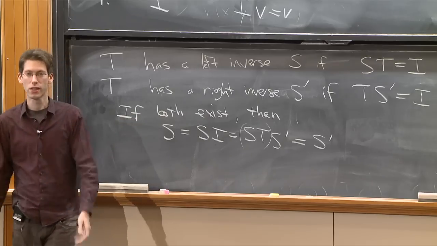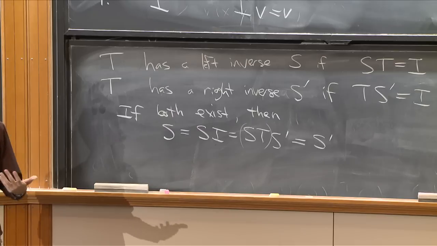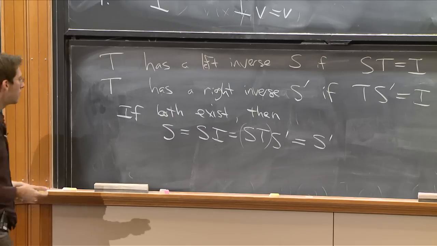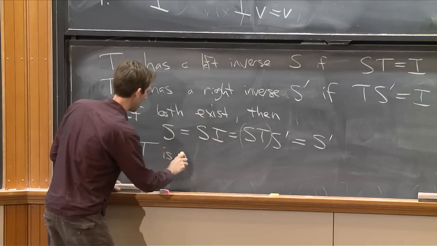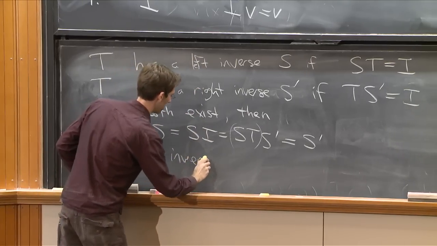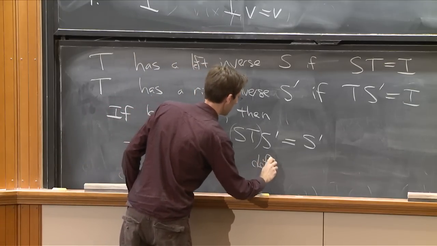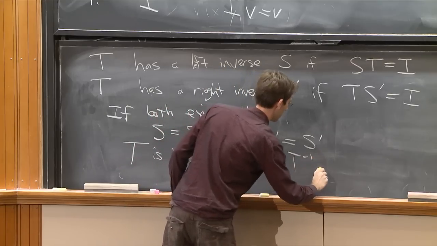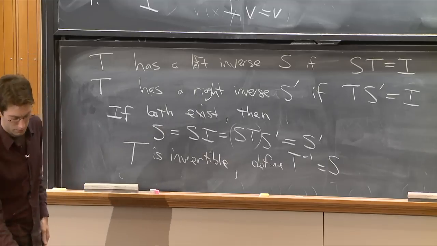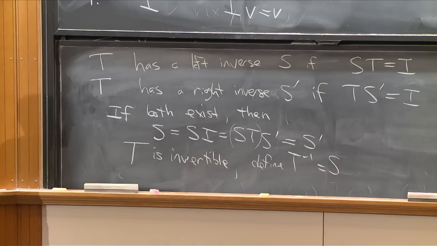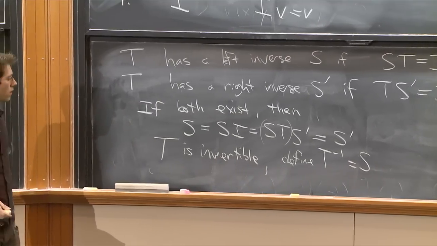So if a matrix has both a left and a right inverse, then it turns out that the left and right inverse are the same. And in this case, we say that T is invertible. And we define T inverse to be S.